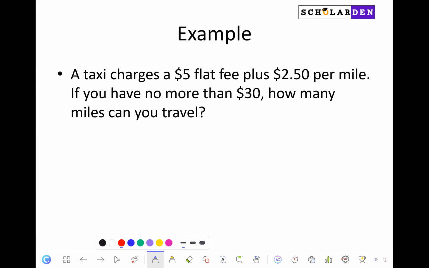In one of the previous examples, just before last, we were given the total price, a fixed charge, and the number of miles, and we were asked to identify the fixed price. This is kind of the same problem, but in a roundabout manner. So what is this asking of us? A taxi charges a $5 flat fee plus $2.50 per mile. If you have no more than 30, how many miles can you travel?